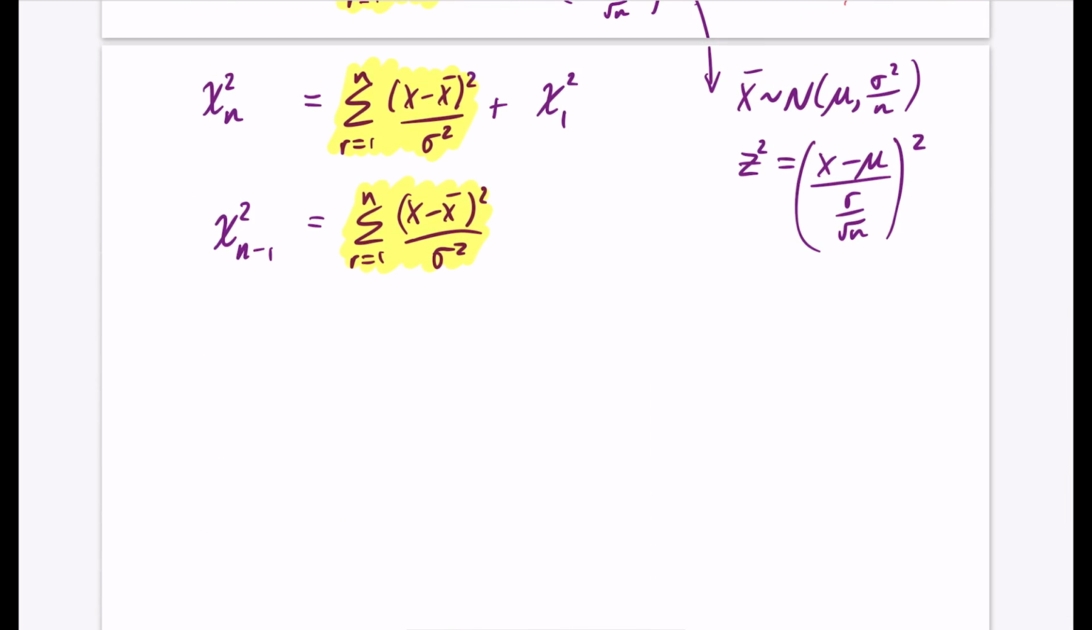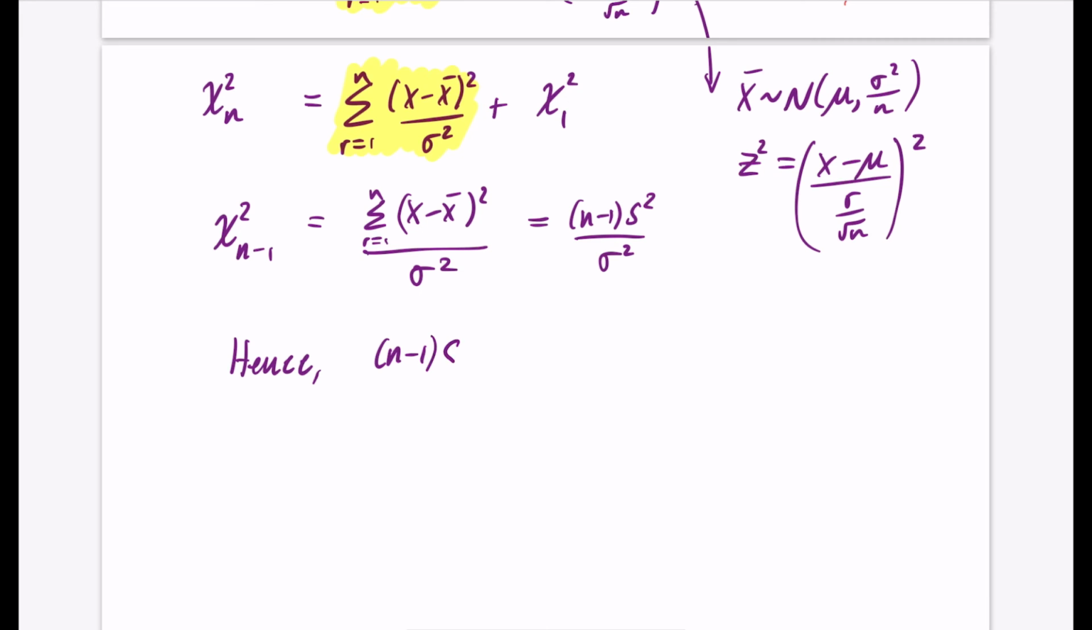Oh, I'm going to actually just change that for this final one, okay? I'm going to change it, and I'll put the sum in the numerator from r equals 1 to n, and I will put the sigma squared across the whole thing, which is equal to n minus 1 s squared over sigma squared. Hence, what we have here is that n minus 1 s squared over sigma squared has got a chi-squared distribution with n minus 1 degrees of freedom.